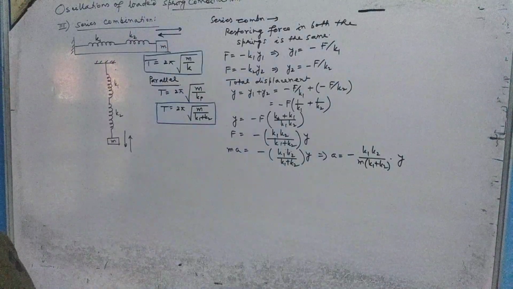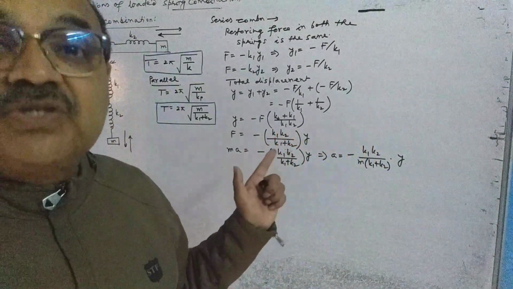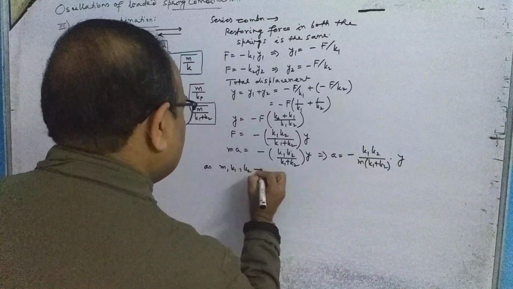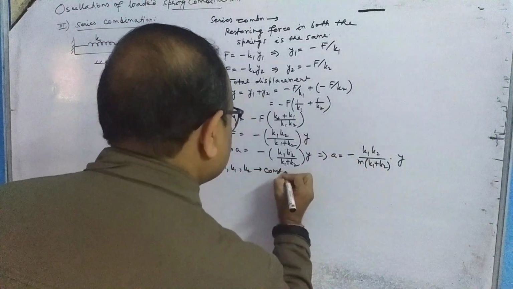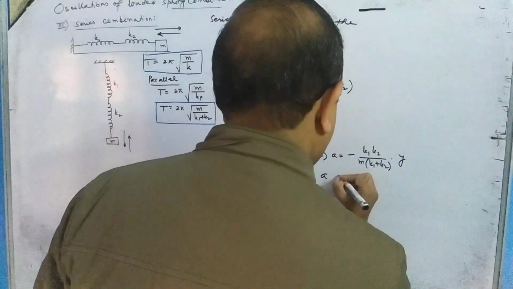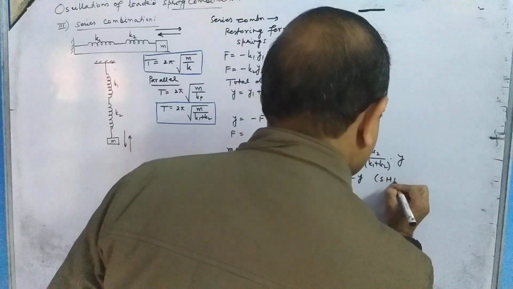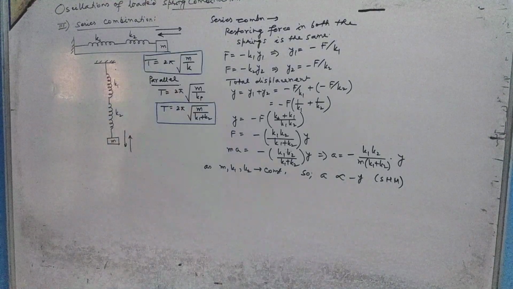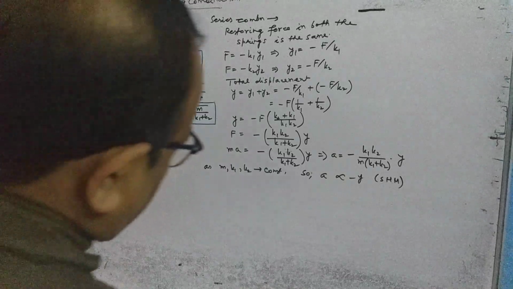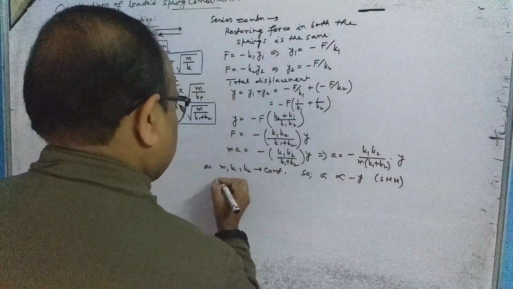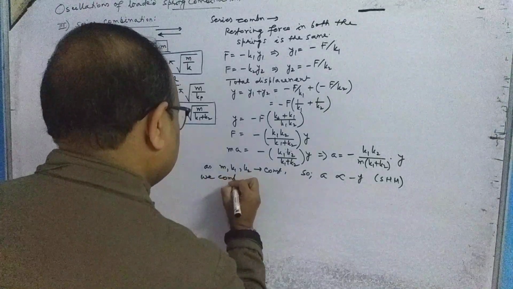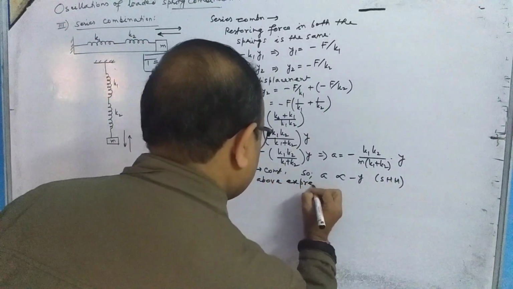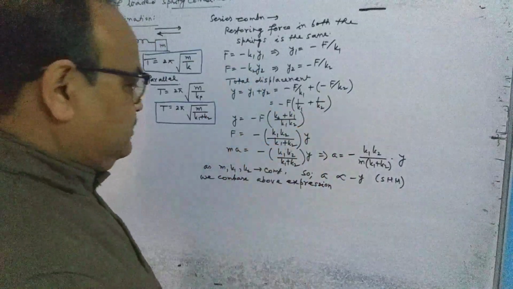Okay, or we can say M, K1, K2 are all constants. So A is directly proportional to minus Y, that means it is SHM. It means the to and fro motion of the spring is SHM. Okay, then we compare it. We compare the above expression. Which expression? This one.